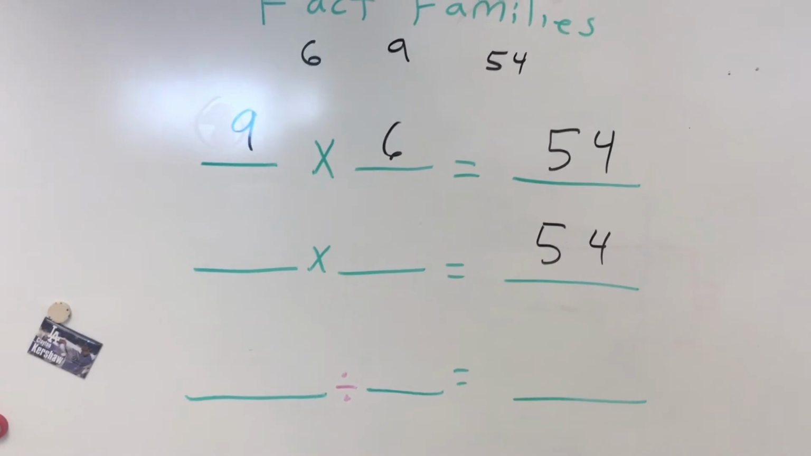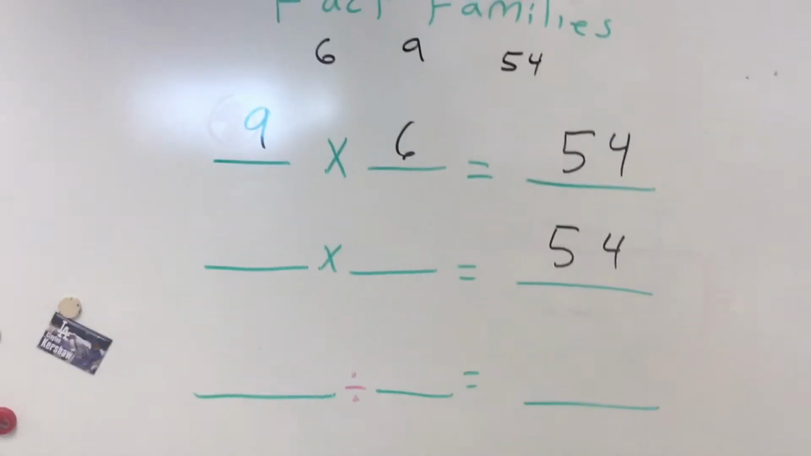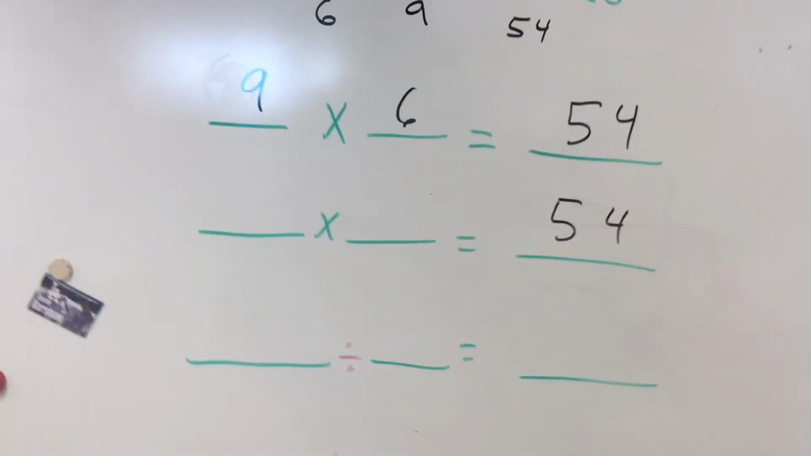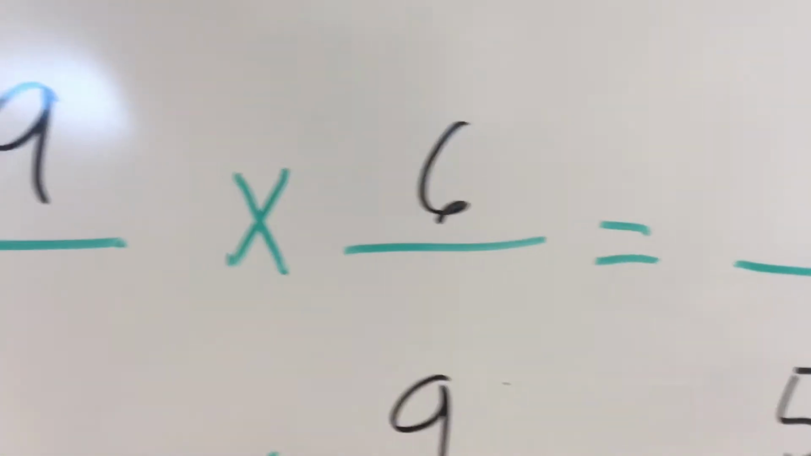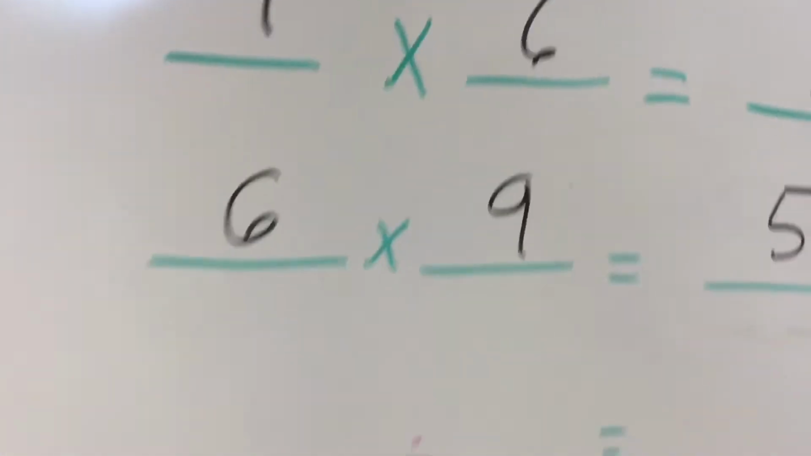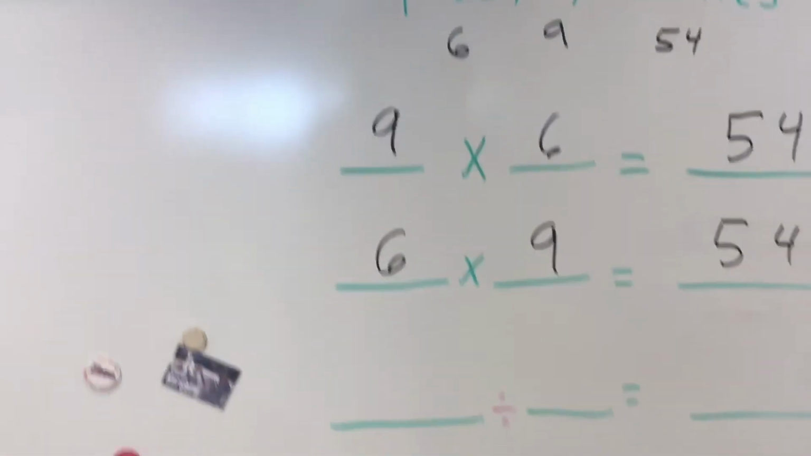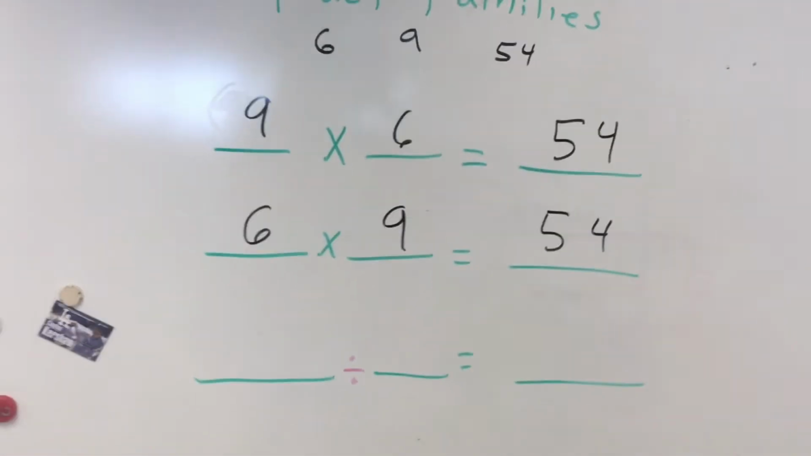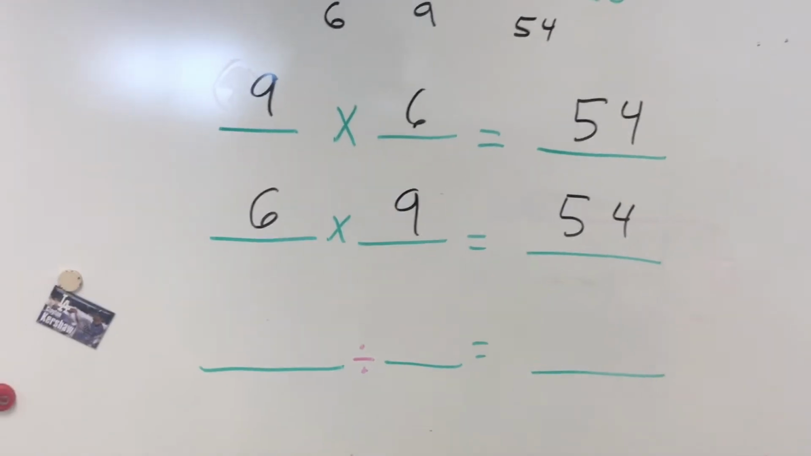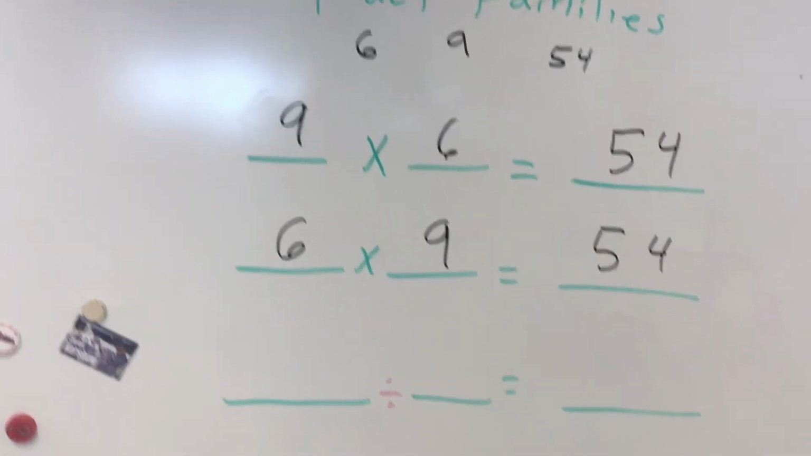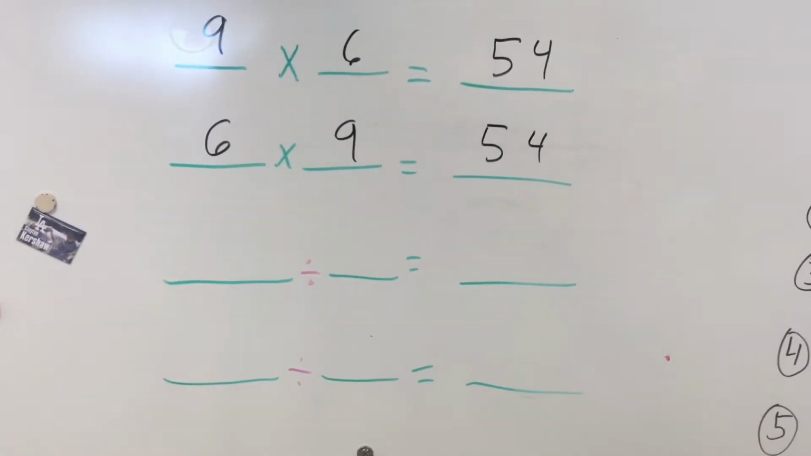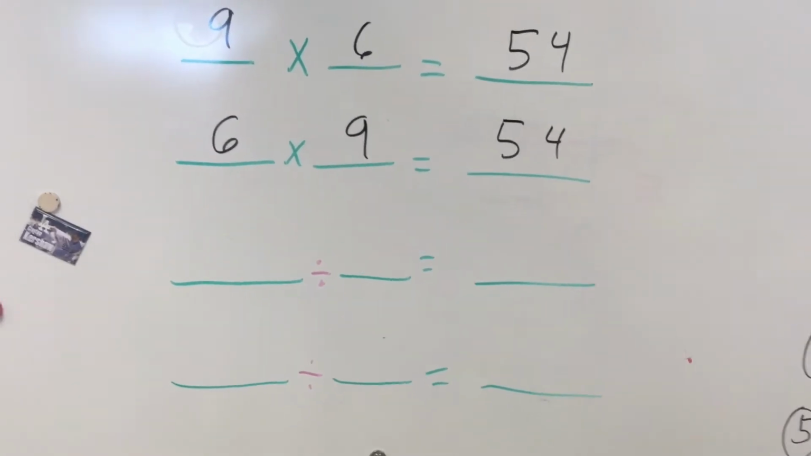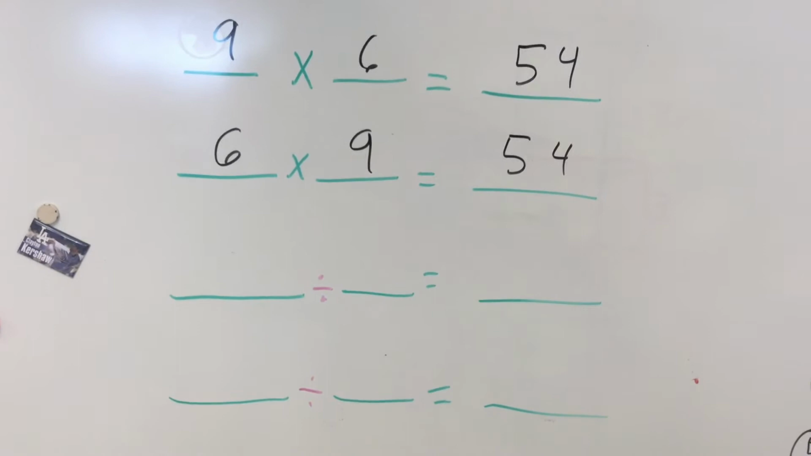It actually is that. So if I put 9 first in the next row, all I do is put 9 second, and then I switch 6 to first. Those are the same numbers. Those are called reciprocal facts because they're going to make the same problem. 6 times 9 is the same as 9 times 6. 54 is my answer. Remember, the big number when I multiply goes at the back.